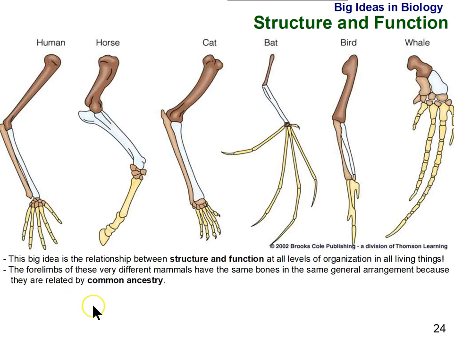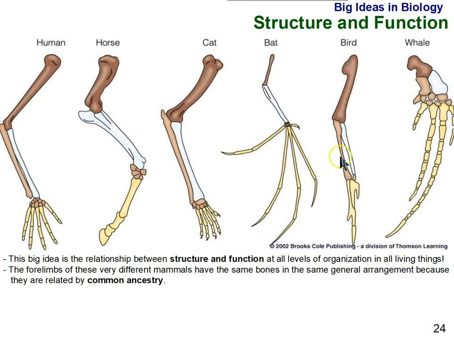For example, these are all forelimbs of different mammalian species, and you may recognize them as carrying out different functions. For example, a human arm is for picking things up and grasping things and manipulating things, no longer for walking, right? Whereas a horse's hoof is very specialized for walking and running. A cat's forelimb is for not only walking and running, but capturing prey. A bat's wing to fly, a bird's wing to fly.